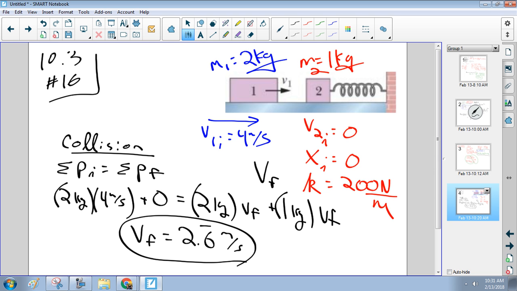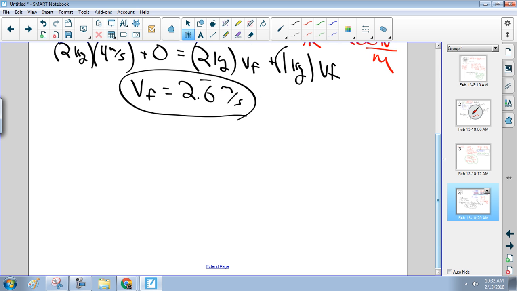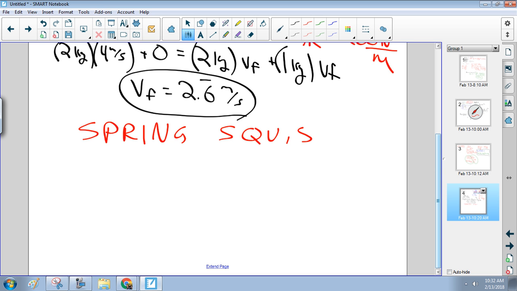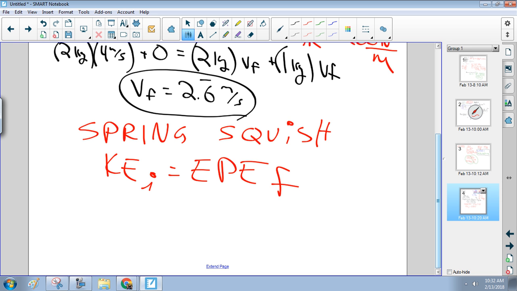All right. So now it's just a conservation of energy problem, right? Now I've got this 3 kilogram block system moving at 2.6 meters a second. So now, for the spring squish, the idea is the kinetic energy we've got before we squish the spring has got to equal the elastic potential energy we have after we squish the spring. Does that make sense? Yes.